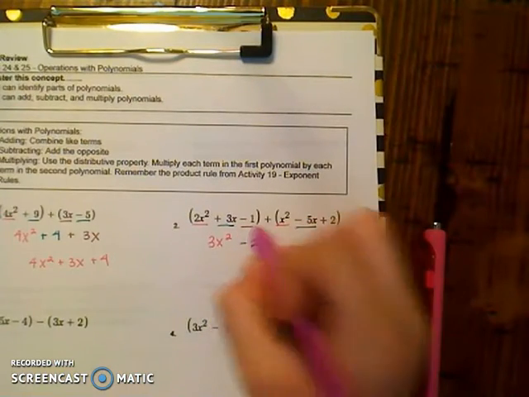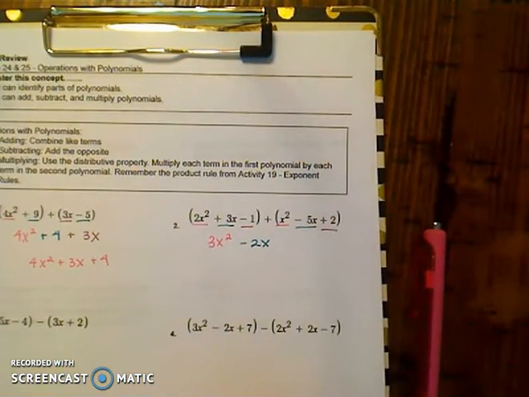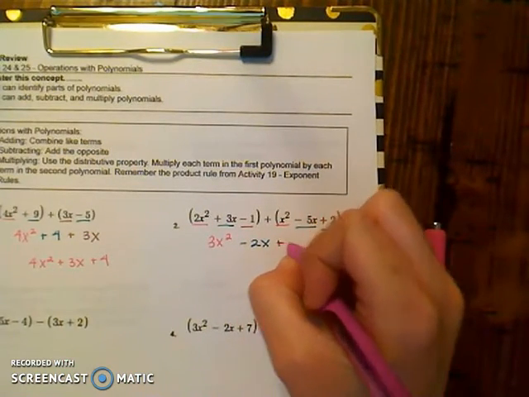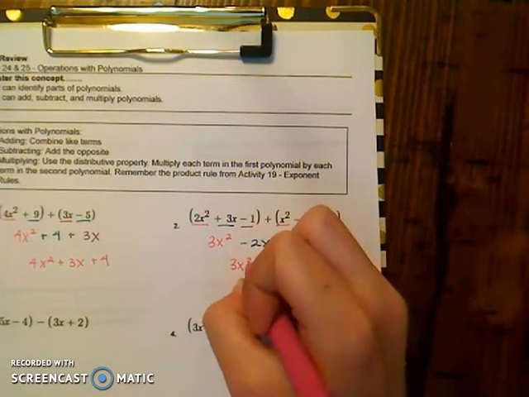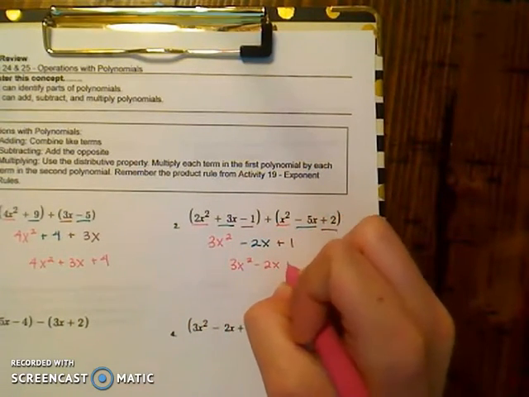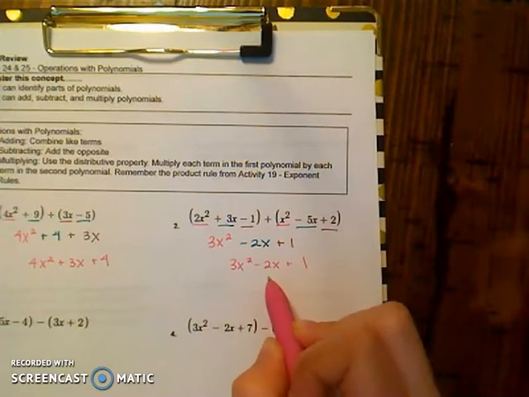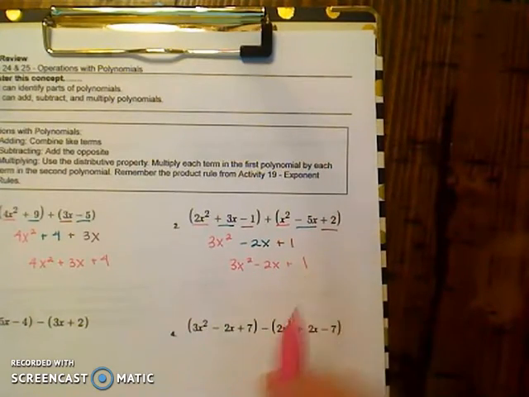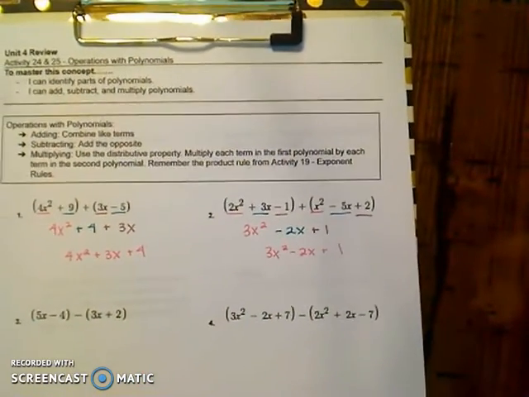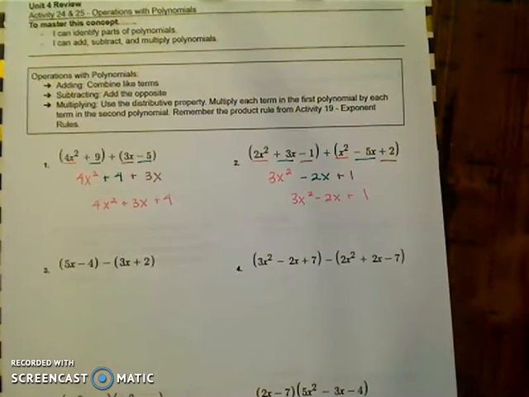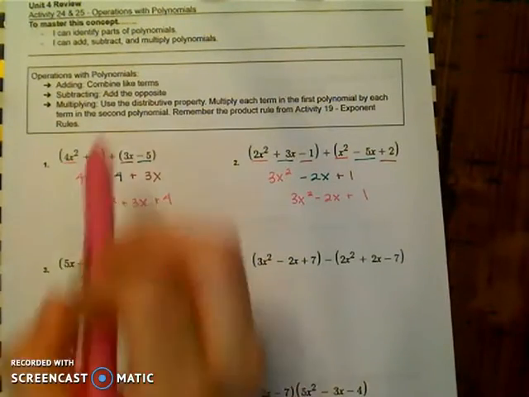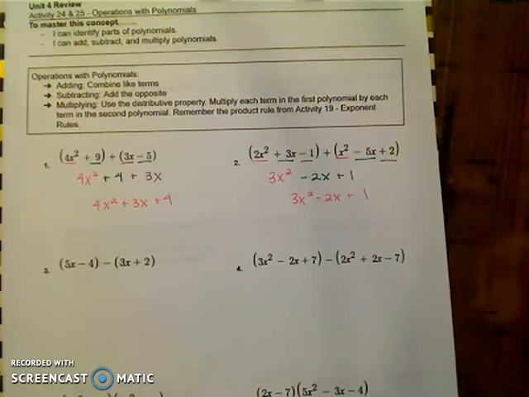Then I have negative 1 plus 2, so positive 1. And if I notice, this final answer is already in standard form. 3x squared minus 2x plus 1. So guys, adding polynomials, simply combine those like terms. Okay? Now subtraction is very similar to adding, except there's one step we need to take first. Okay? So subtraction, we are going to add the opposite.